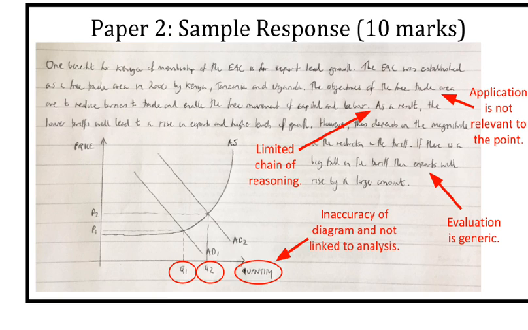Finally, a diagram is used, which is great, but it is of no use when the diagram is not linked to the analysis. And we can see inaccuracy in the labelling of the diagram with the use of quantity rather than real GDP or output.